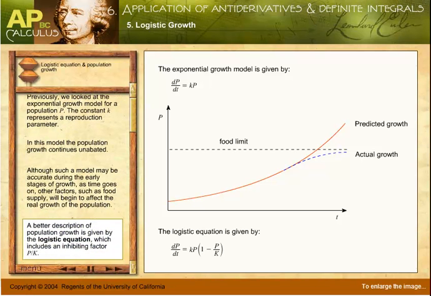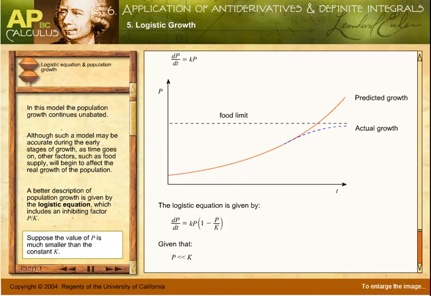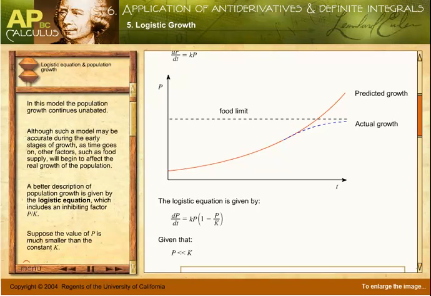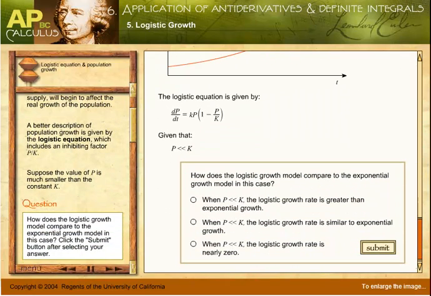A better description of population growth is given by the logistic equation, which includes an inhibiting factor P over K. So, suppose the value of P is much smaller than the constant K. How does the logistic growth model compare to the exponential growth model in this case? Click the Submit button after selecting your answer.